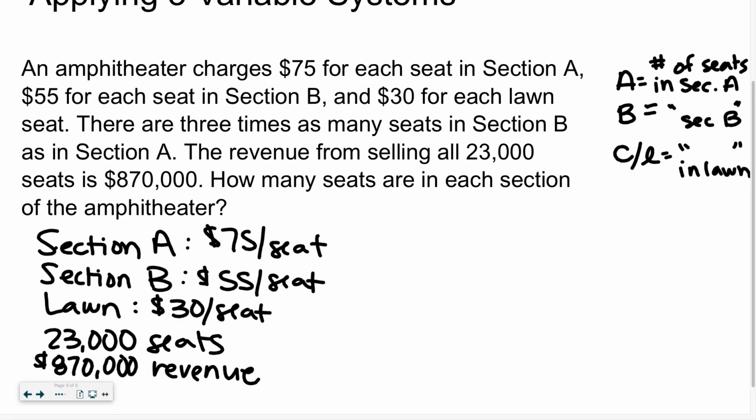Just real quick as I move around the room, the majority of the groups are doing A, B, and C. So they're calling C the group in the lawn. A couple groups are using L's, totally fine, it doesn't matter to me. So I'll use C on the board because that's what the majority of people are doing, but if you're using L, you're just going to replace all my C's with L's.